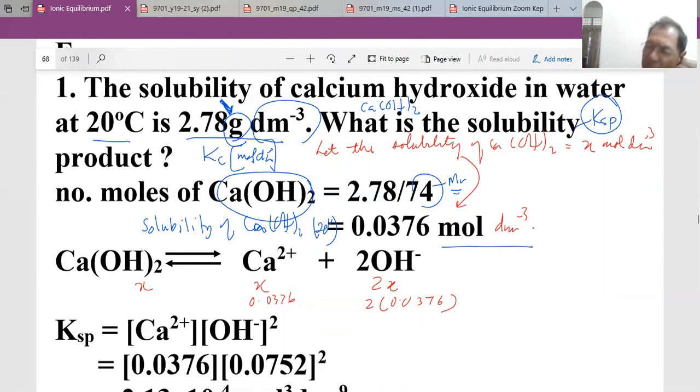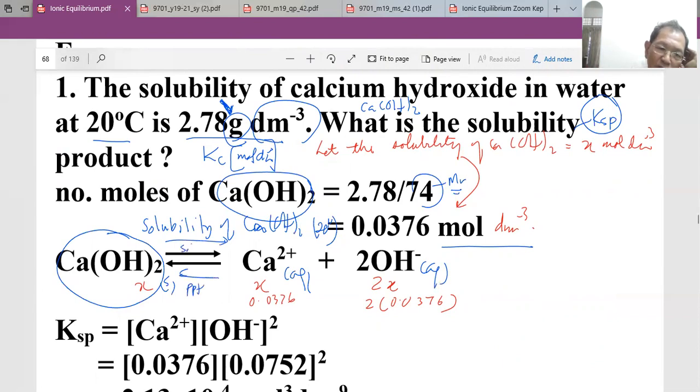The equation for a solubility product always has the solid here. Remember, you will dissociate this solid here, this equilibrium here, and it gives you the ions. It means going forward is dissolving, soluble, and going backward is precipitating. This is solubility. Okay? So this is how you write it.